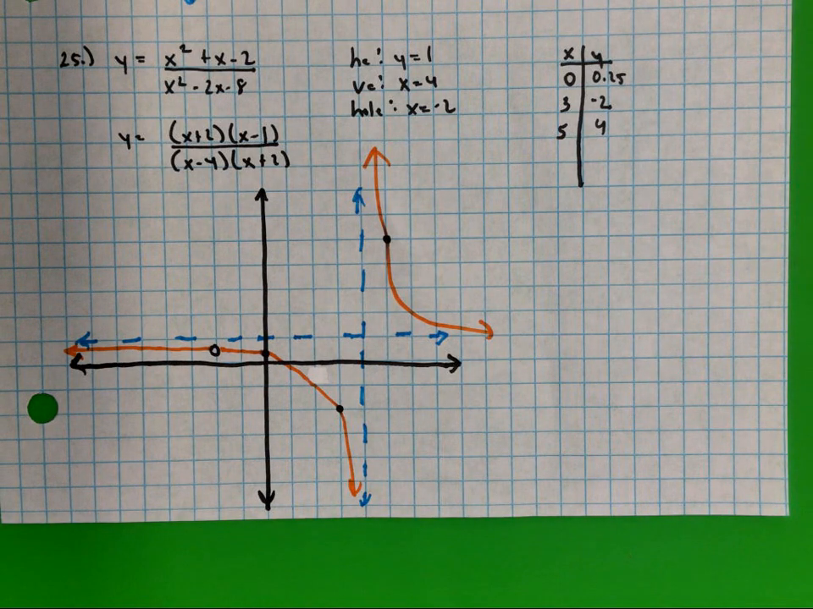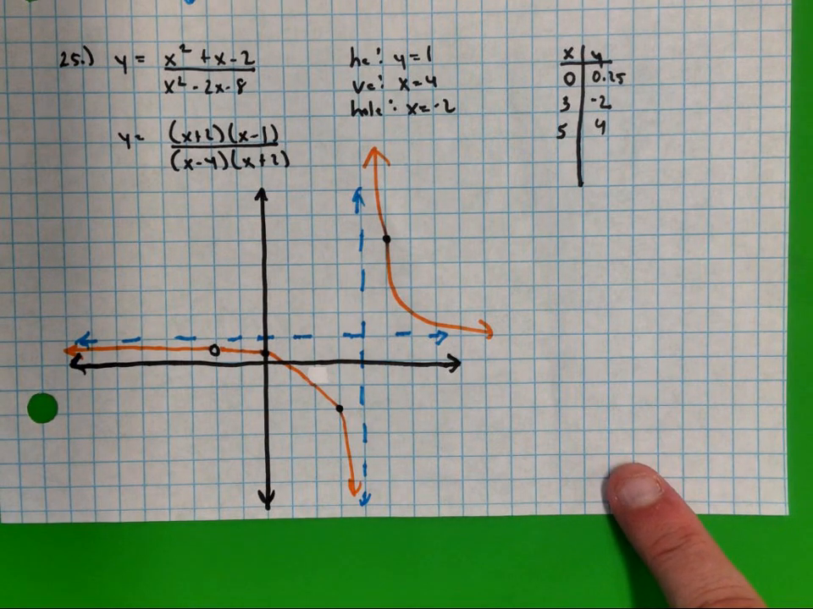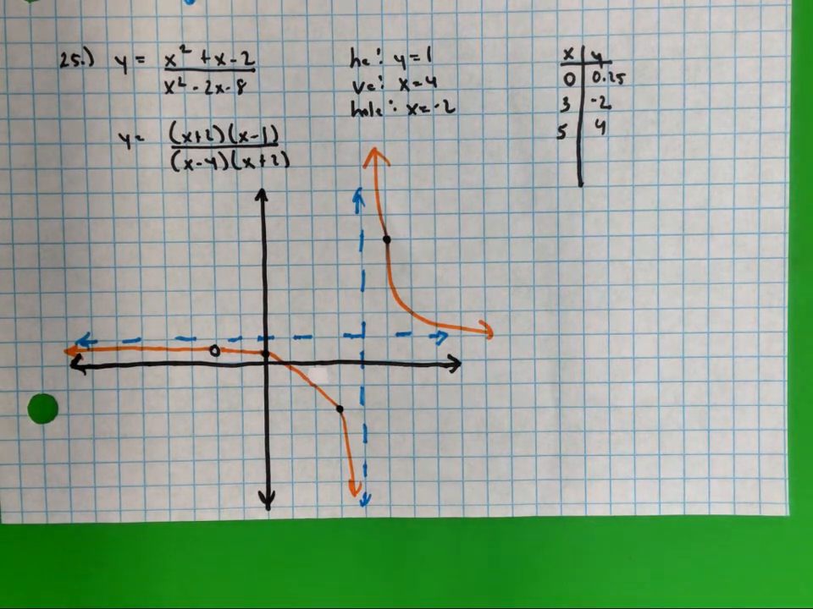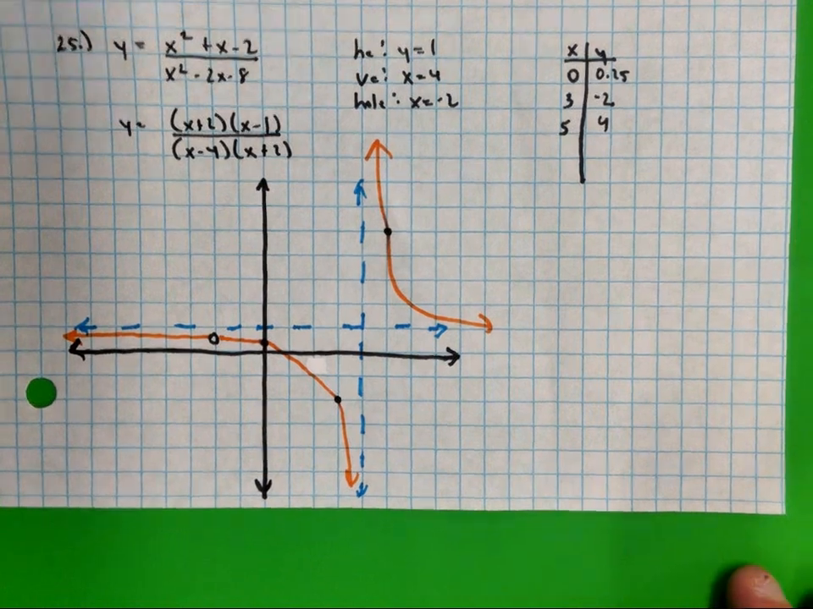The what? The horizontal asymptote. Why did she call it Ford? She just abbreviated it. The first 4 letters of horizontal, I reckon.